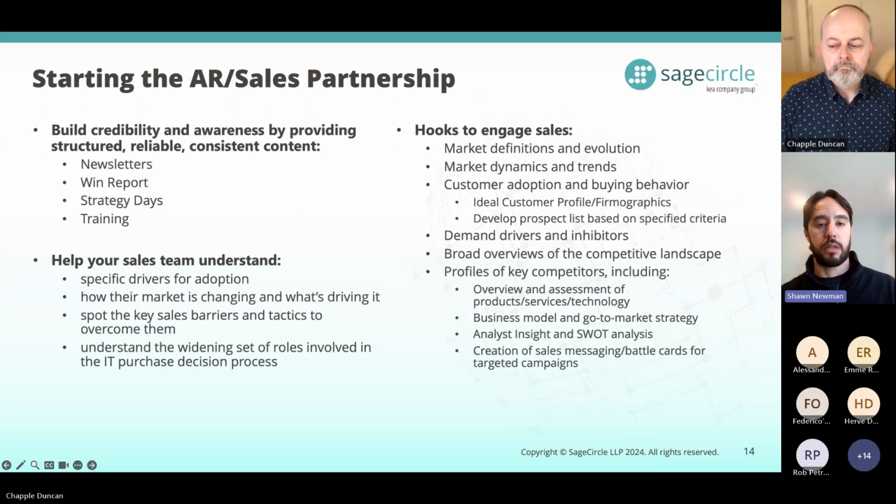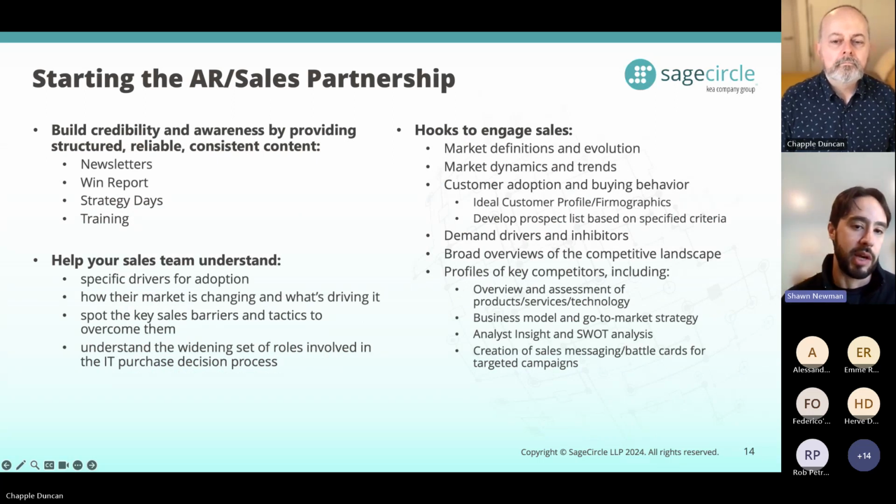So again, just as Duncan said, we're thinking about how you can start a more robust AR sales partnership if you don't have one in place. If you've already got one, maybe you'll find one or two interesting points here that will be helpful. I think it starts with building credibility and awareness. As I said, the mission statement can really help you generate awareness. But within sales, credibility is huge.